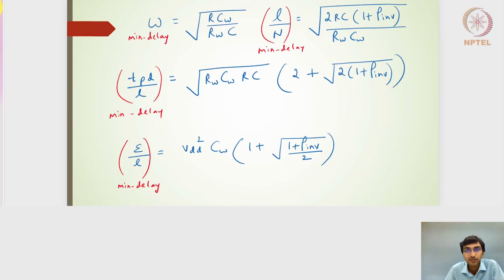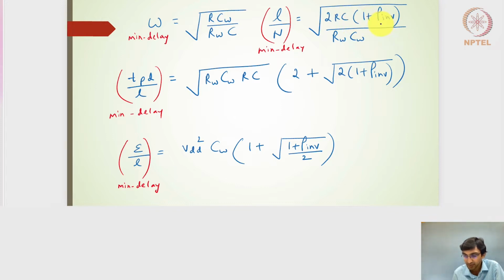So this is what we had derived till the last class. We had an optimum W value, optimum width value, optimum L by N value. This is the optimum L by N value for achieving the minimum delay, and that's why I have written in the subscript the minimum delay for the optimum W and optimum L by N. And it is a function of RC and RW and CW, right? So even the optimum L by N is a function of RC, RW, CW.